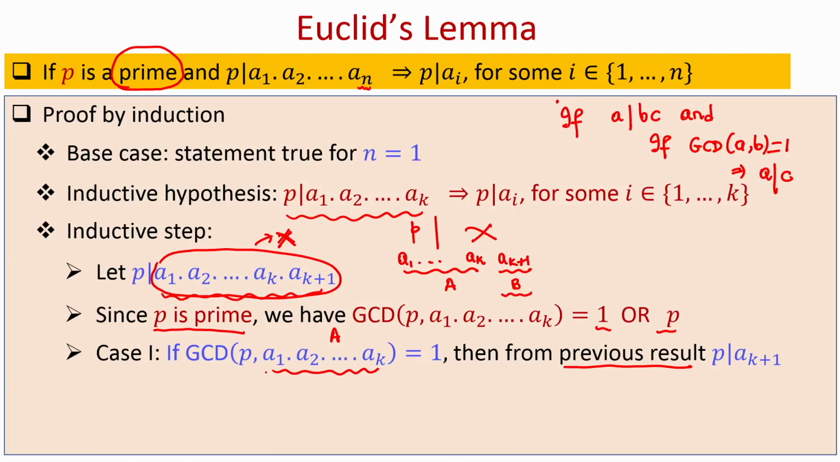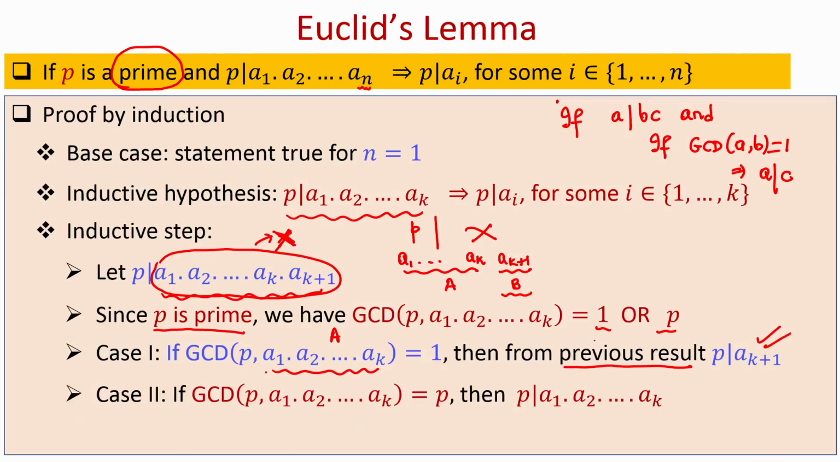So, that proves my inductive step, because in the inductive step I have to show that there exists at least one number involved in the product, which is involved in the number x, which is completely divisible by P, and I have shown the existence of one such number. This is when the GCD of P and capital A is 1. Now, consider the case when the GCD of P and capital A is P.